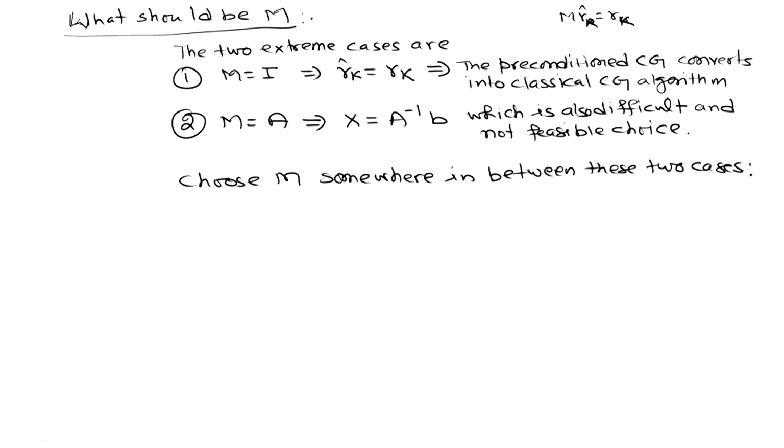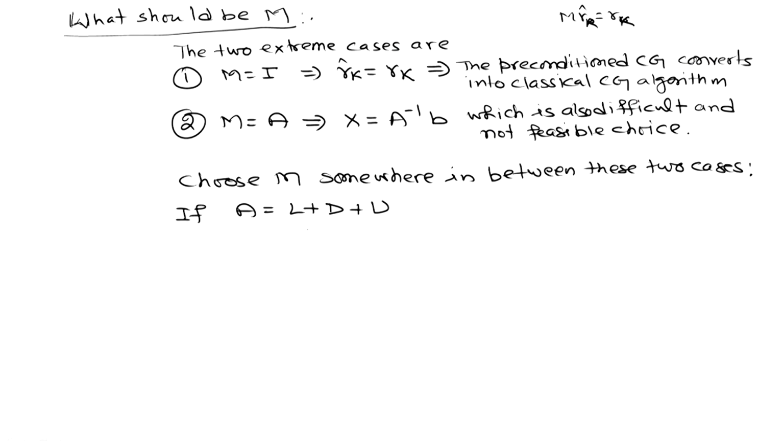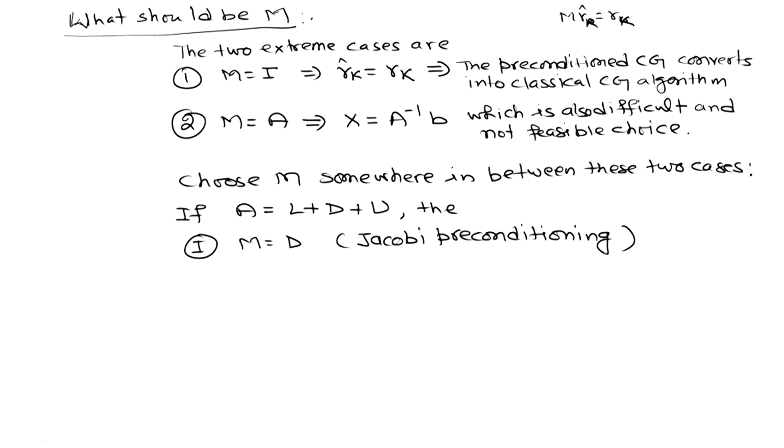So, there are a few choices of M. The first: if the original matrix A can be written as the sum of 3 different matrices L, D and U, like we have done in the beginning of iterative methods in the Jacobi and Gauss-Seidel methods, where L is a lower triangular matrix, D is a diagonal matrix and U is an upper triangular matrix, then the first choice is to take M equals D. It is called Jacobi preconditioning.